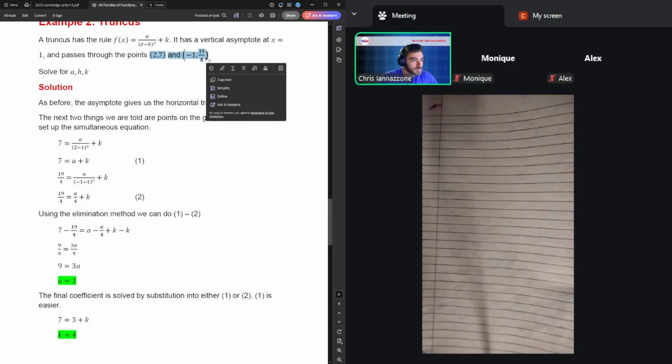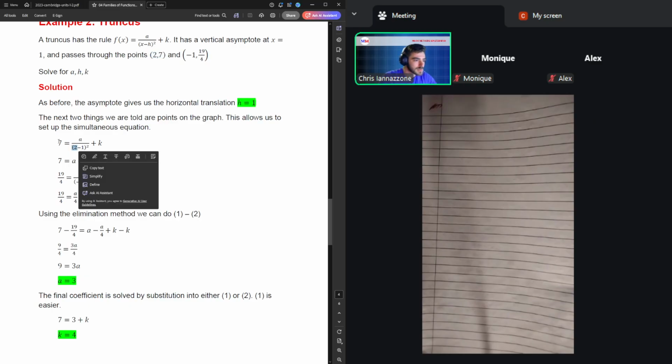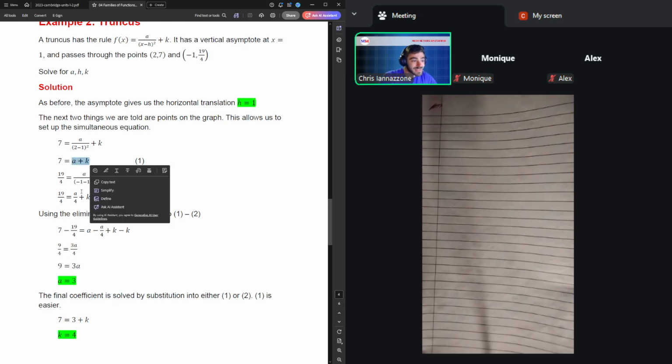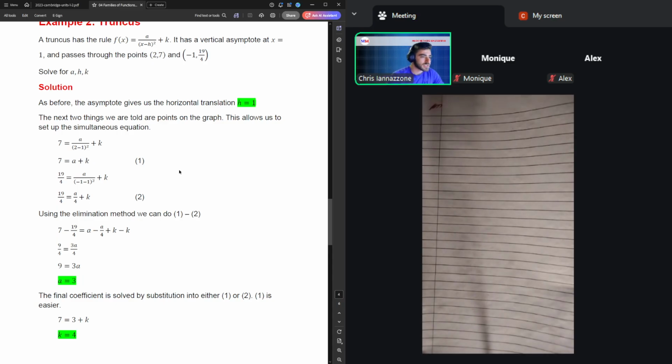From here, because we have 2 points given, the only thing we can really do with points is sub them into our equation. So firstly, subbing in the 2, 7, x equals 2, y equals 7, and then just simplifying that a little bit. And then the other point is going to be the negative 1, 19 on 4, which we've done here. All right, we get equation 1, we get equation 2. Both equation 1 and equation 2 have the same unknowns in them, a and k. This has now become a simultaneous equation. So that'll also become relevant for different kinds of questions, depending on the information provided, more or less.